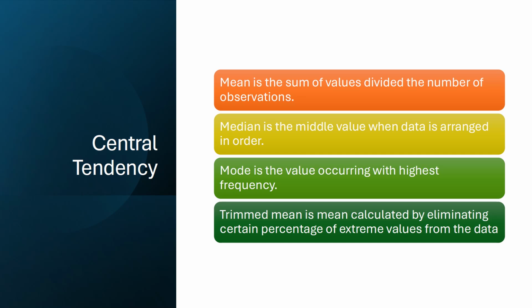When the data is not so well behaved, where some values affect mean more than the other, in such a situation we use median. Median is the middle value when the data is arranged in ascending or descending order. Median is a stable measure of central tendency when the data contains a few extreme values.